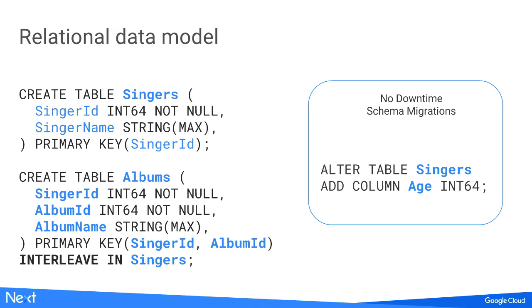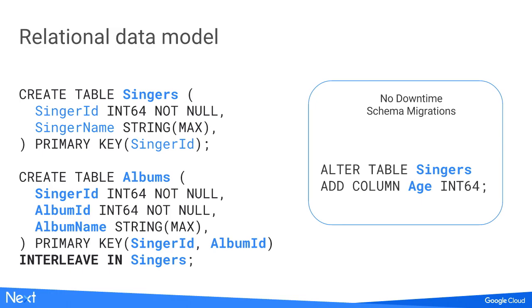So what does this look like from a schema point of view? When you define your schema, as we talked about, we use DDL, standard SQL: CREATE TABLE Singers, SingerId is INT64, NOT NULL. SingerName is a STRING, max length, and the primary key is SingerId. So we need this primary key to know how to split your data up and shard your data across nodes.